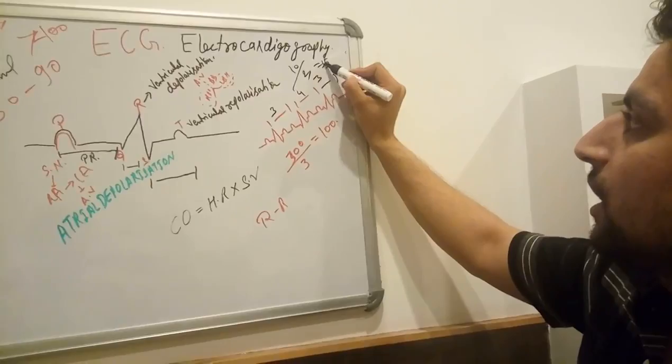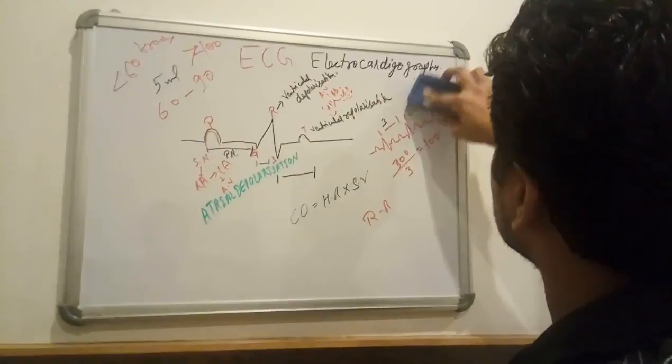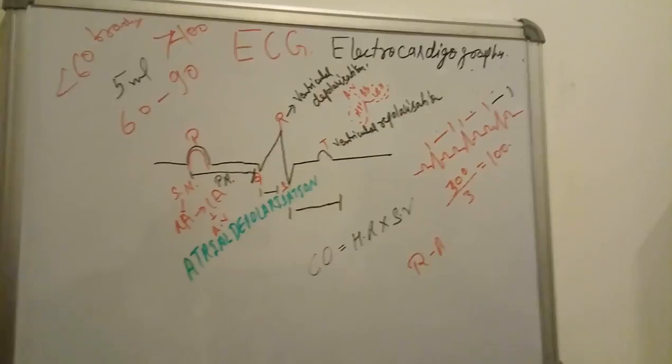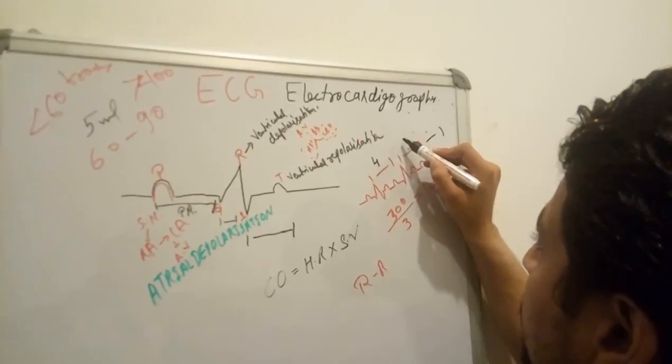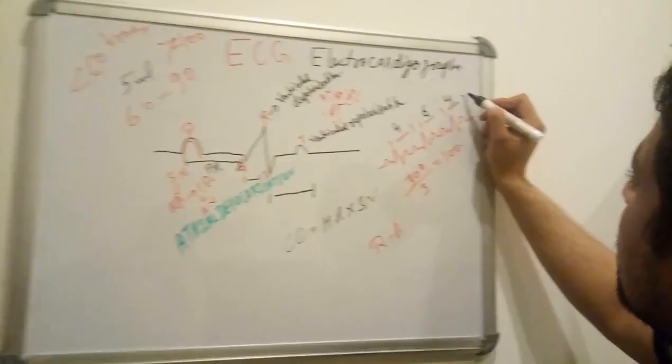Okay, let's make it very, very easy. Let me give a simple example by which you are able to understand. If the RR interval is irregular, maybe like in atrial fibrillation and so many things, suppose this is 4, this one is 6, and this one is 4 boxes. So 4 plus 6 plus 4 is 14.